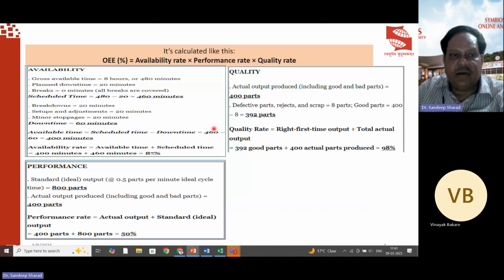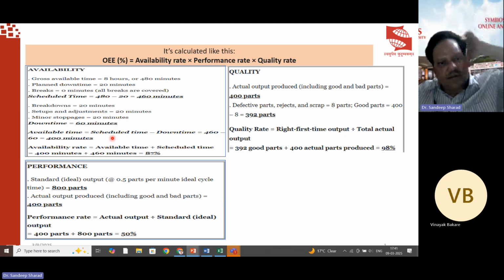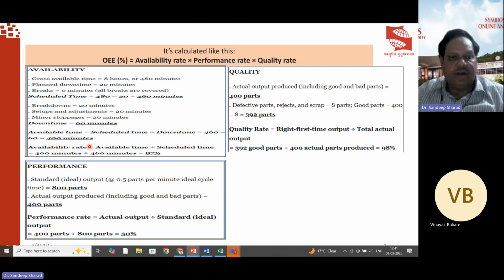So OE can be calculated based on the availability. Standard time will be based on that 480 minutes minus 20 minutes, so it will be 460 minutes. Breakdown 20 minutes, setup time and adjustment 20 minutes, minor stoppage 20 minutes. So downtime is 60 minutes. Available time is scheduled time minus downtime, equal to 460 minus 60, so 400 minutes will be the available time. Available time divided by the scheduled time, 400 minutes divided by 460, so 87%.